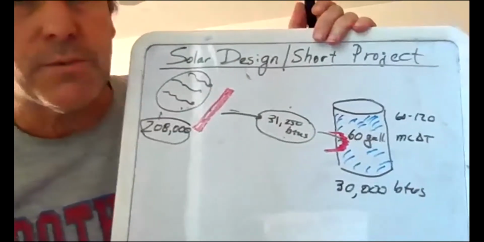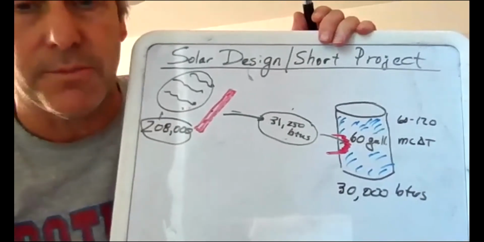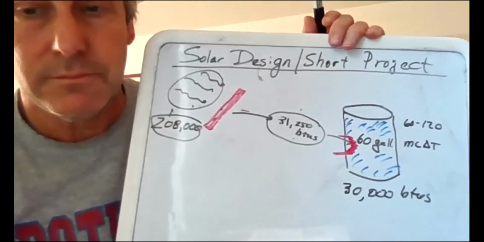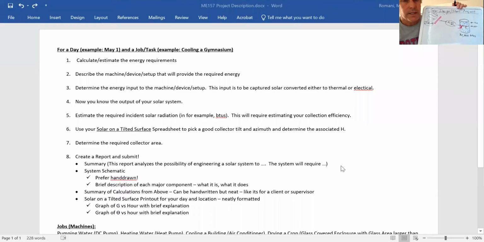Okay, so let's see what step we are. I think I had 8 steps up there on the project. We did number 5. We estimated the required incident solar radiation, 208,000 BTUs. Now, by the way, for the project, I'm going to ask you to do it for a day, not a rate. So we're going to try to position a panel so that 208,000 BTUs hit it over the course of the day. Well, how are you going to go about doing that? And that is number 6 on this list.